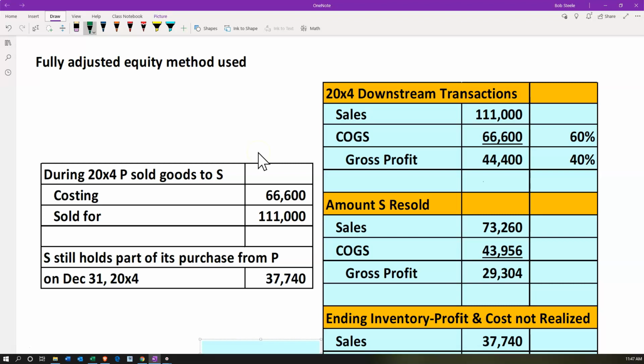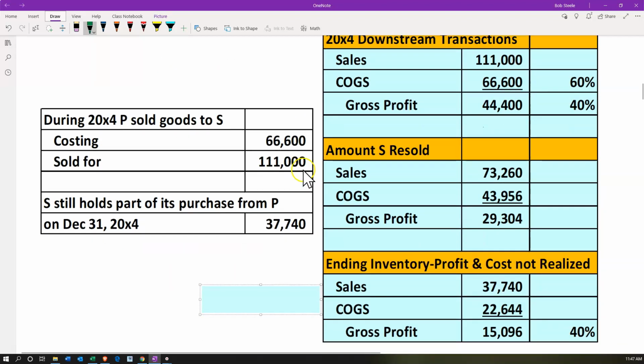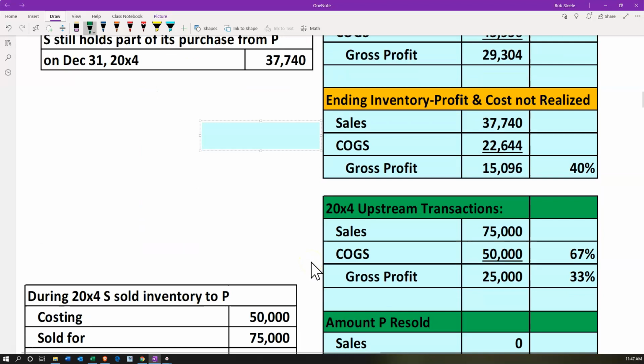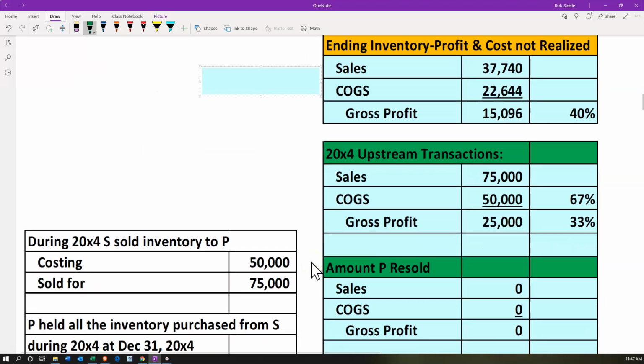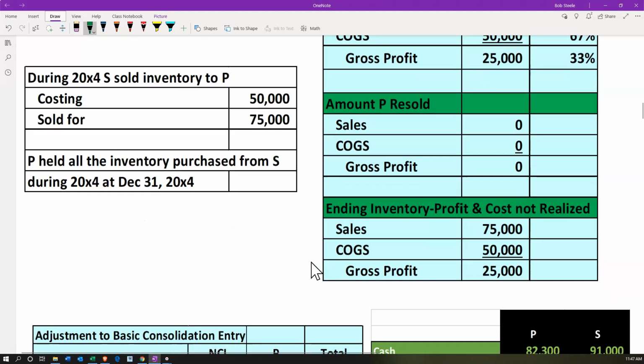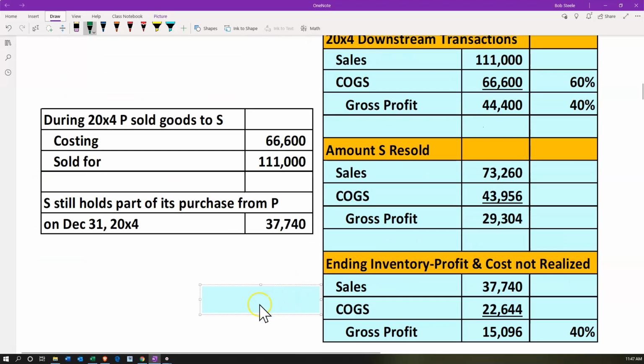So for example here, we're going to say that we have the downstream transactions for the current year. That's the current year being 20X4, downstream being parent to subsidiary. The sale happened going from the parent to the subsidiary. We're going to have three parts. That's why it's going to be orange here. Then we're going to look at the upstream transactions, those being from the subsidiary to the parent, the sale happening from the subsidiary to the parent in the current year. All right, so those are going to be our two transactions.